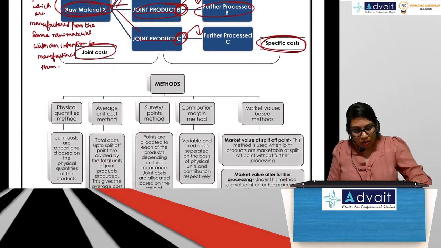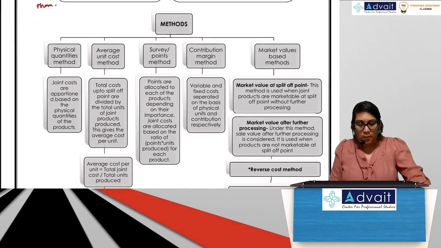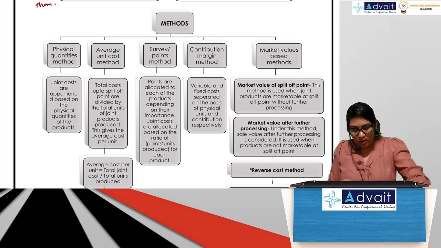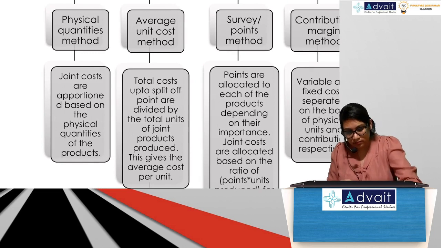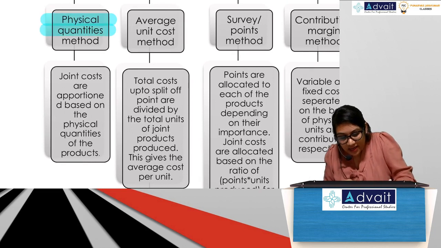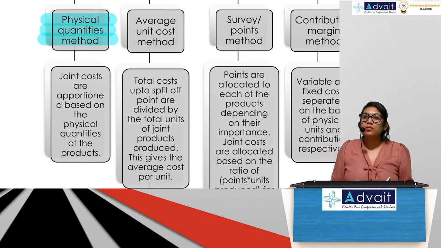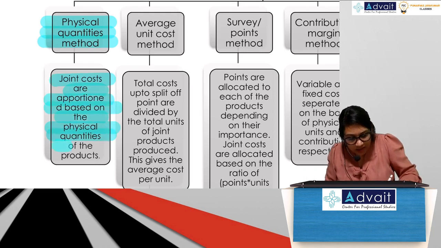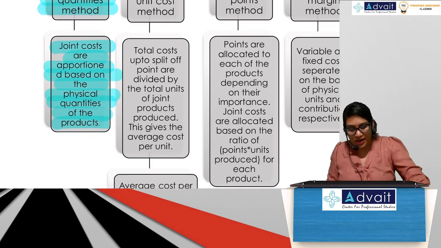So now, what are the various methods to split this joint cost? We're going to see that. First method, physical quantities method. Guys, what does the name suggest? Physical quantities method, which means joint costs are apportioned based on the physical quantities of the products. So let's take an example.